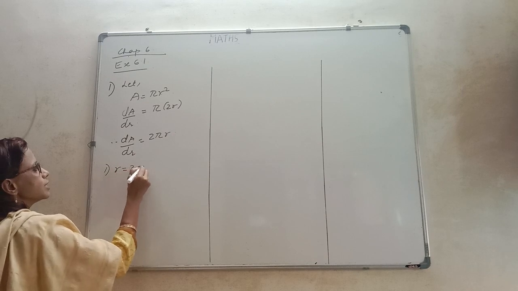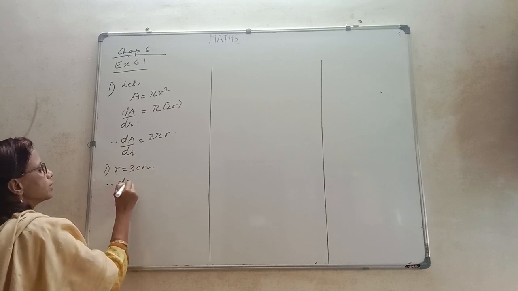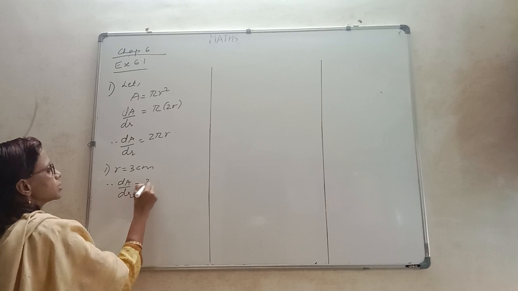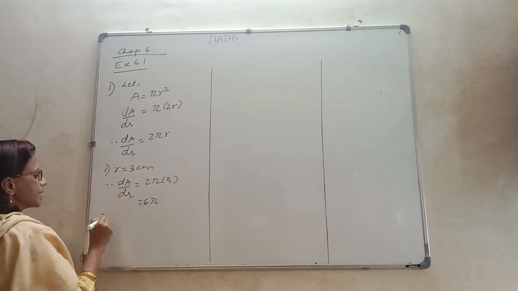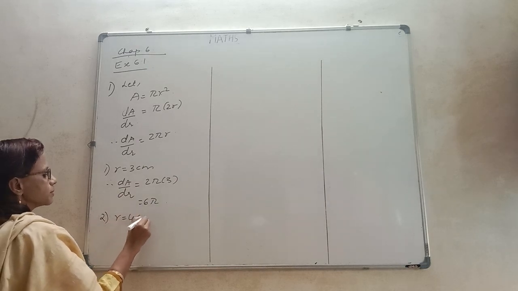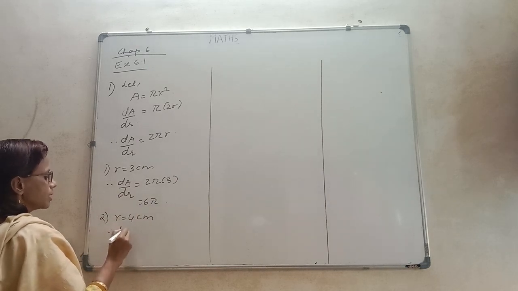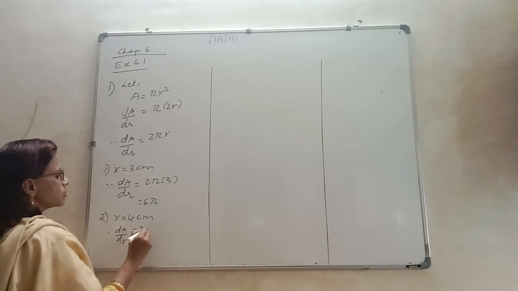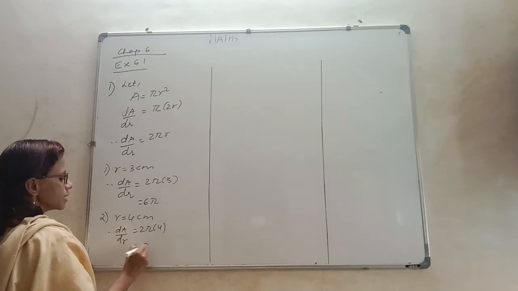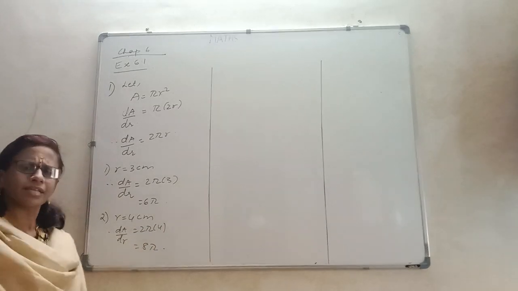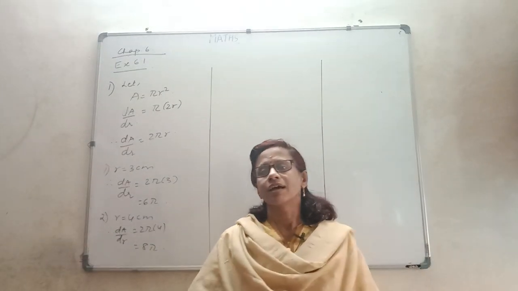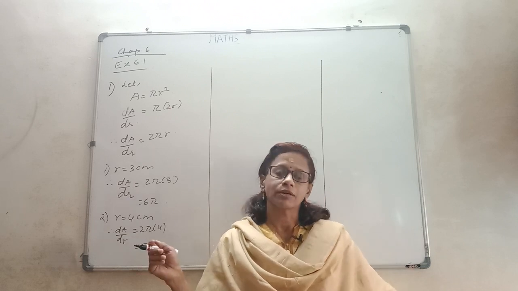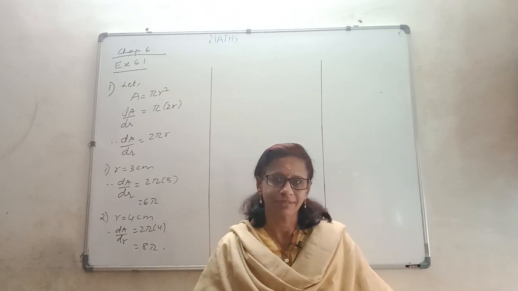So in the first case, the radius is 3. So what is our dA by dr? It is going to be 2 pi into 3, which is 6 pi. Also in the second case, the radius is 4 centimeters. So what is our dA by dr? It is 2 pi into 4, which is 8 pi. So that's it. It's as simple as that. Generally, it's asked for a 1 mark question or maybe 2 mark, depending on this. Quite simple. And that's how we do it.